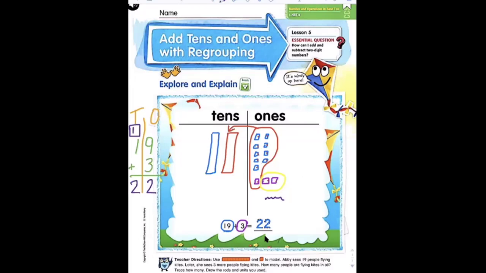Okay, and this is called regrouping. But it's very important, okay, to draw the model so that you could put all of your group of 10 together, circle it, and see how many you have left. Okay, so now we're going to go on to the next one.